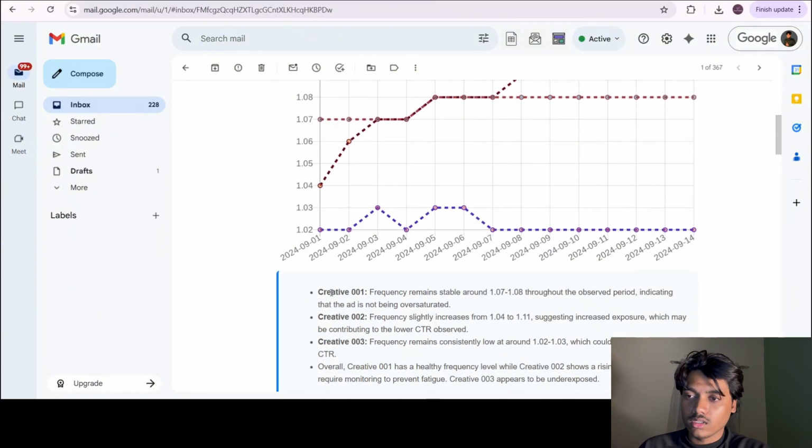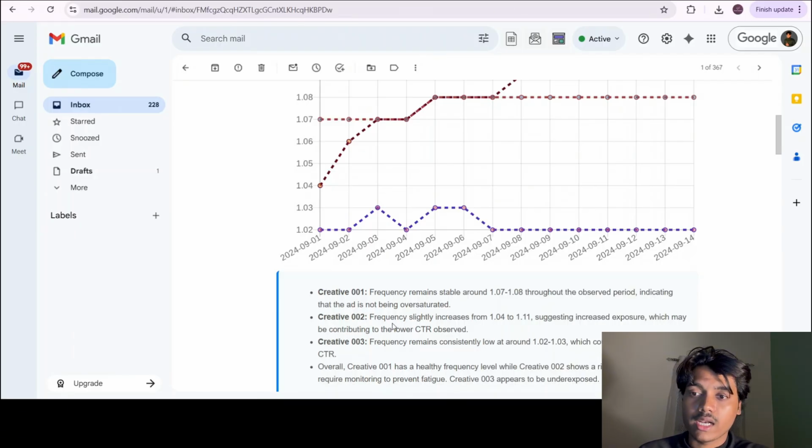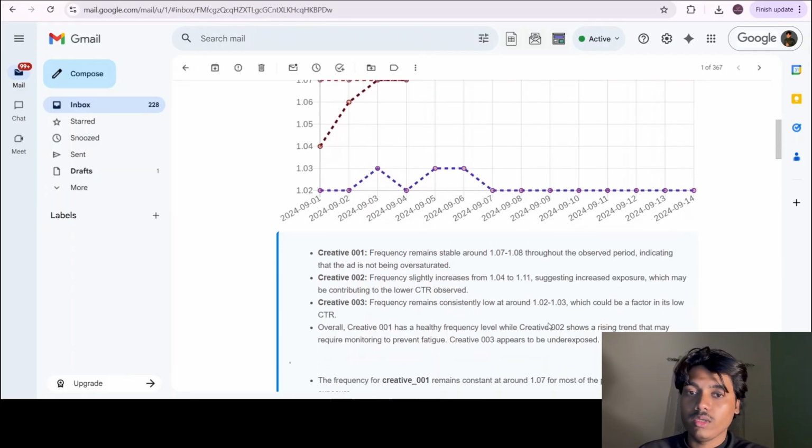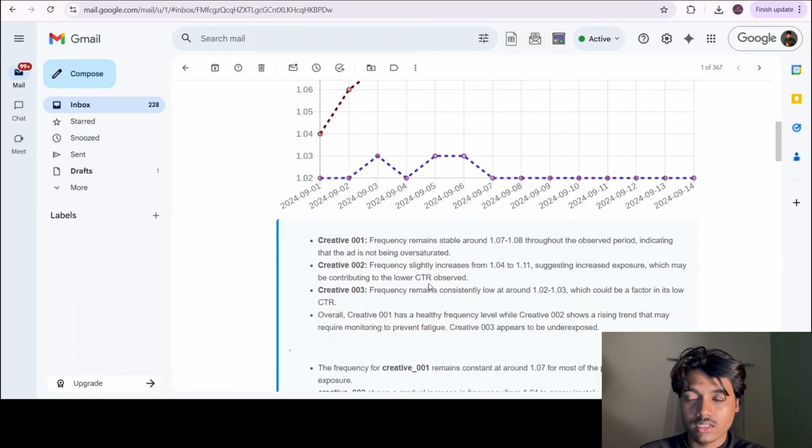Below this diagram, we can see that it has created some description, which will help us understand what this graph says and what it means. Like, creative 1 frequency remains stable around 1.07 to 1.08 throughout the observed period, indicating the ad is not being oversaturated. For the second, it is saying that frequency slightly increased from 1.04 to 1.11, suggesting increased exposure, which may be contributing to lower CTR also.